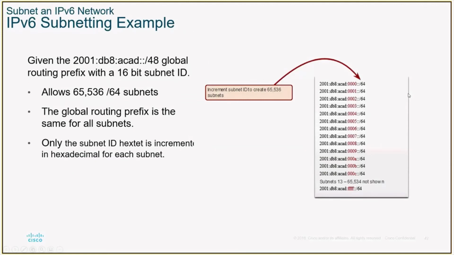So given an address of 2001:DB8:ACAD::/48, as I said, you can have 65,000 subnets. This global routing prefix is the same for all subnets. Only the subnet ID hextet is incremented in hexadecimal for each subnet. So the first subnet can be all zeros. Then you've got 1, 2, all the way up to 4 Fs.